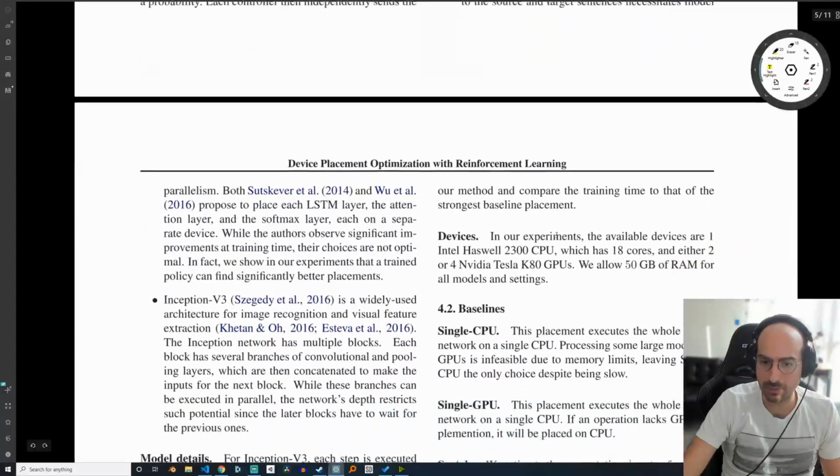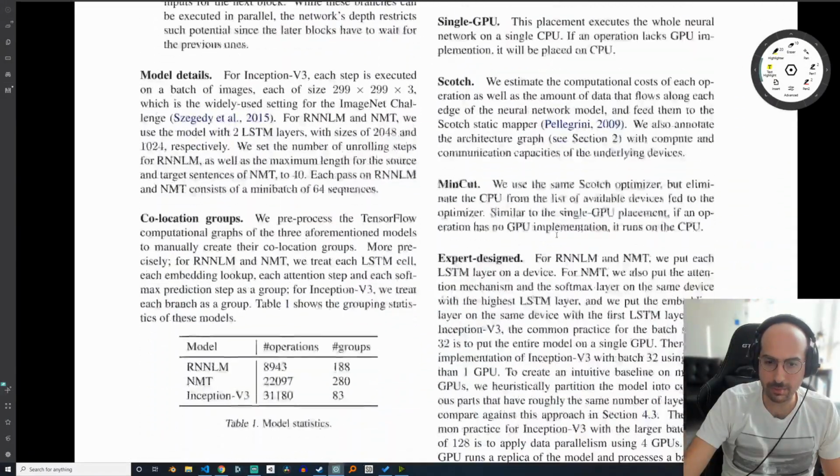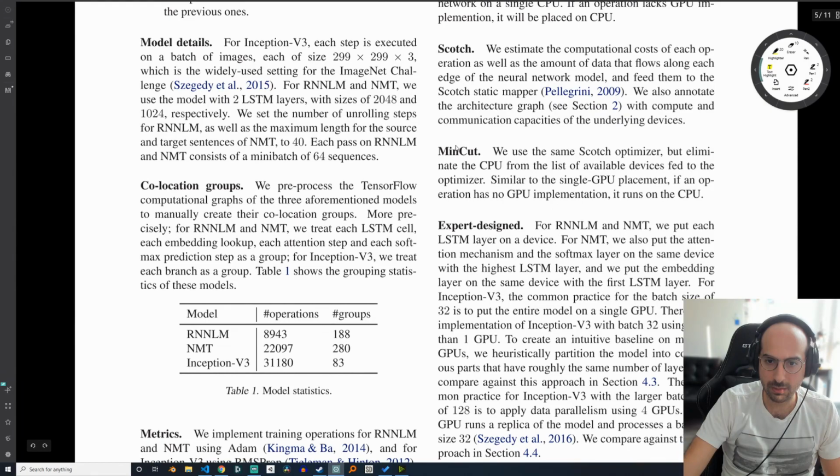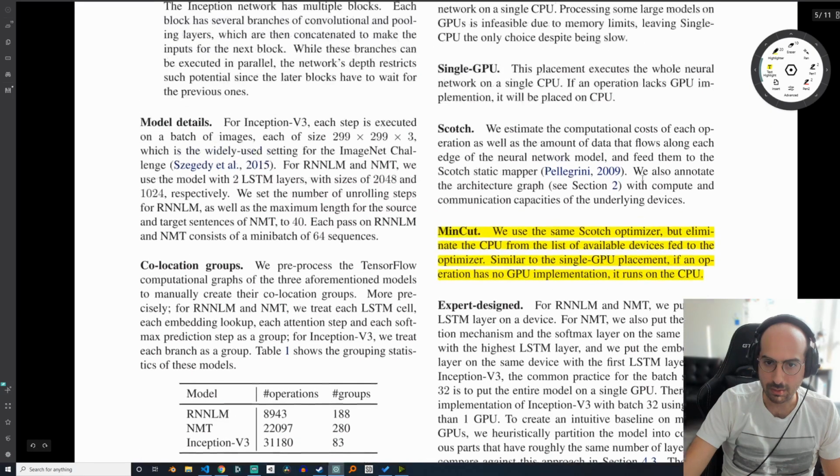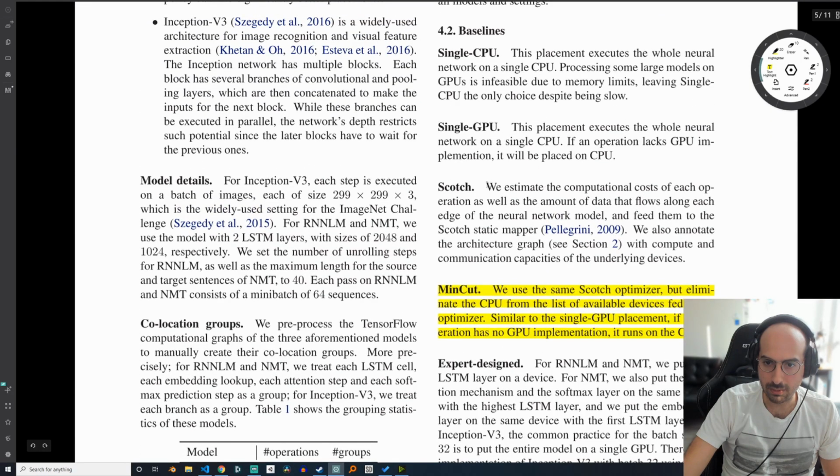Okay, so where do they describe how the algorithm works? The Scotch static mapper.